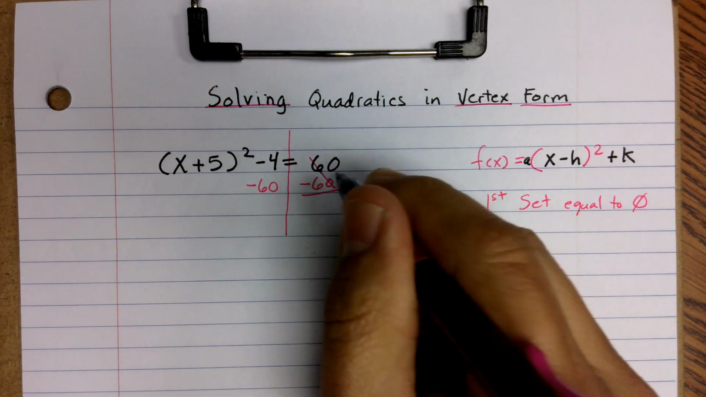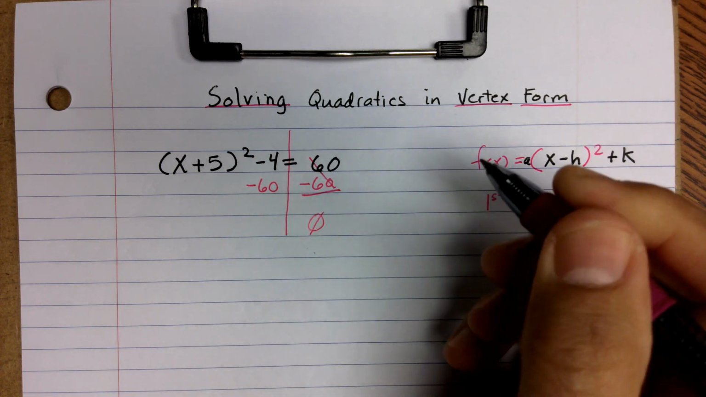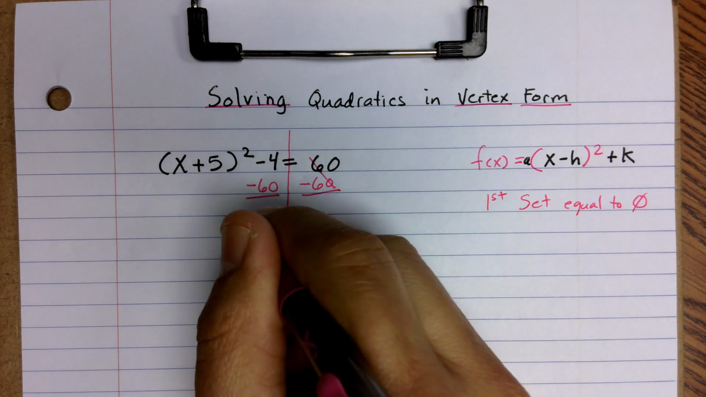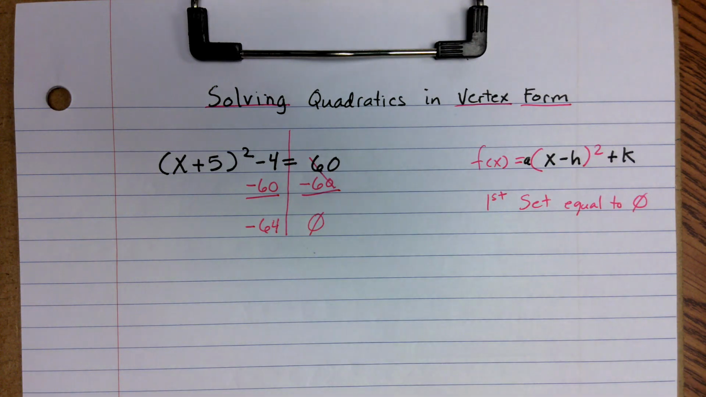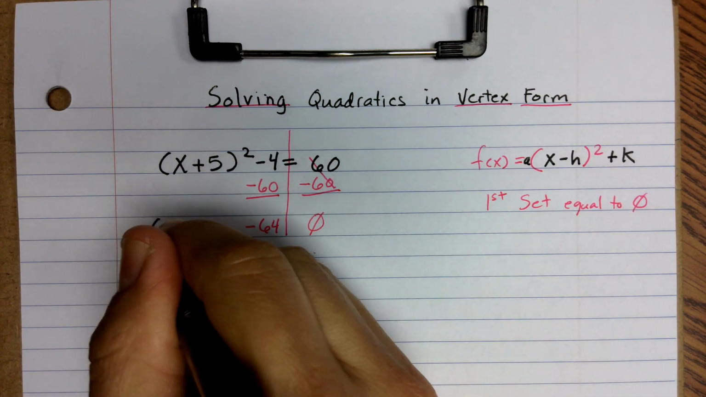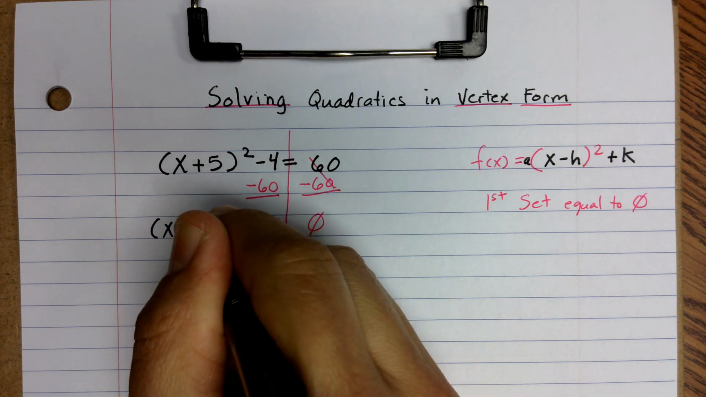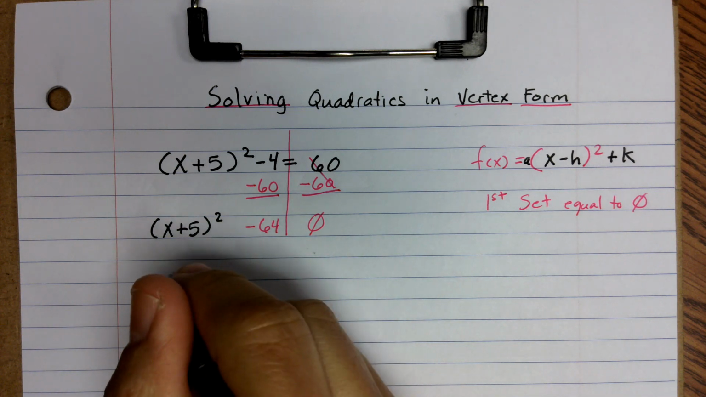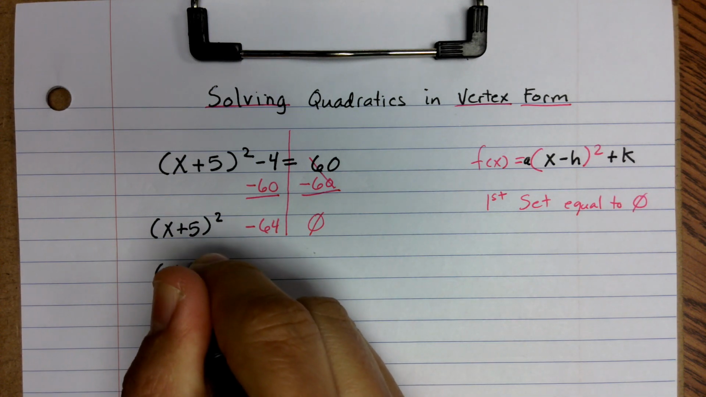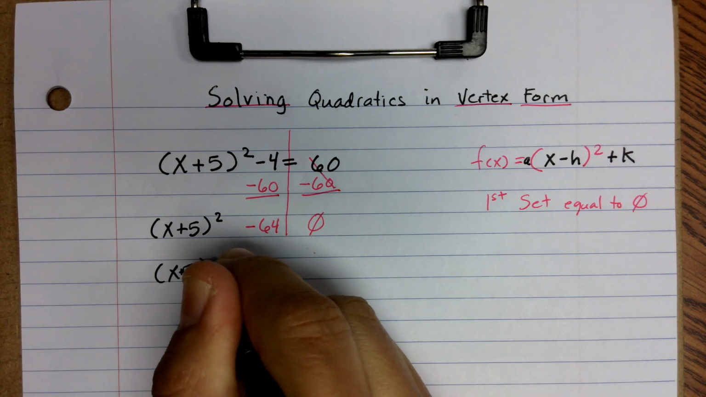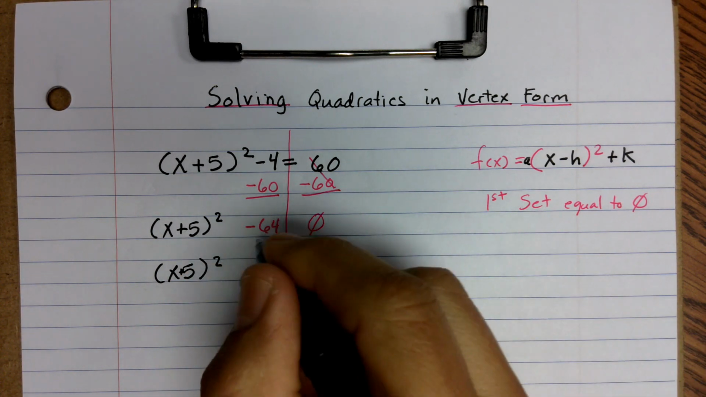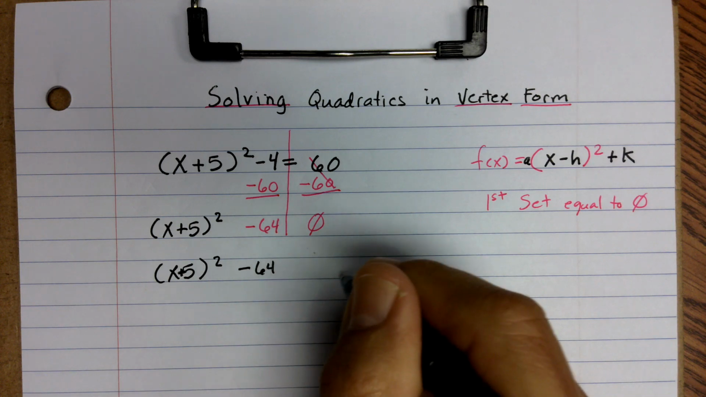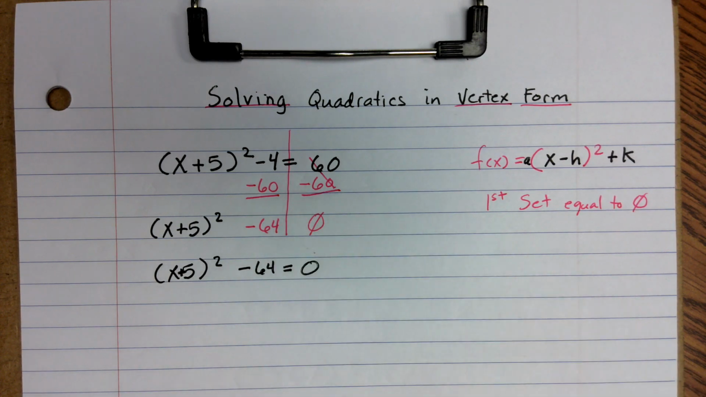Now that I've done that, 60 minus 60 is going to be 0. And over here, if I were to combine negative 4 and negative 60 in the calculator, it's going to give me a negative 64. And then I'm just going to bring down this over here on the left. X plus 5 squared. And so notice now this is actually in vertex form. In other words, I can rewrite this as simply x plus 5 squared minus 64. Of course, that plus sign doesn't look too great right there. And is equal to 0.